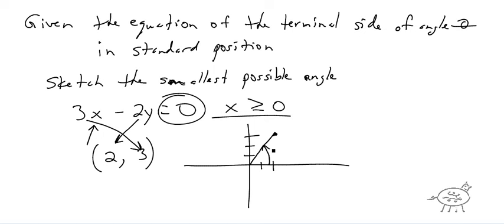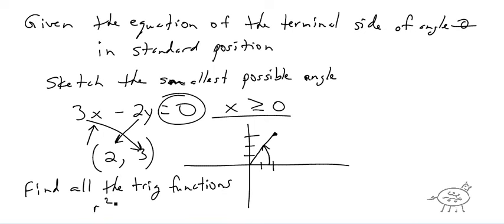Now, a couple things I can tell you to do with this. I can tell you to find all, let's see, I'll write this down here. Find all the trig functions. Obviously, what else do I need to do here? I need to find out the value of r. So it's just r squared equals 2 squared plus 3 squared. So r comes out to be the square root of 13.